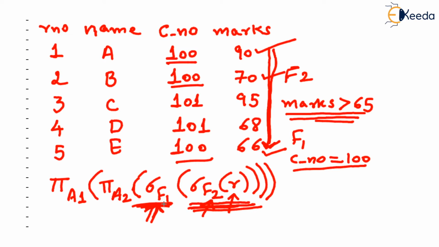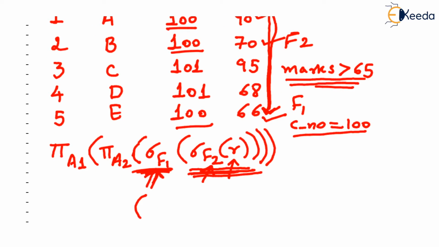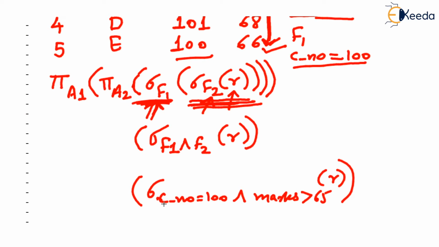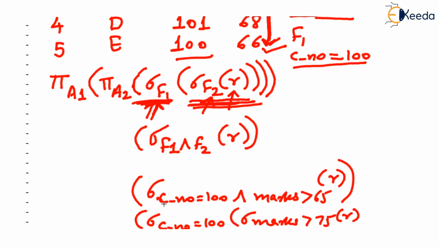So this inner bracket, this portion of select, can be written as select only those tuples where F1 and F2 is true for the given relation R. In our example, it can be written as select those tuples where course number is 100 and marks is greater than 65 from relation R. This is the same as writing select course number equal to 100, again select marks greater than 75 from relation R, and one more bracket to complete this two times selection, isn't it?